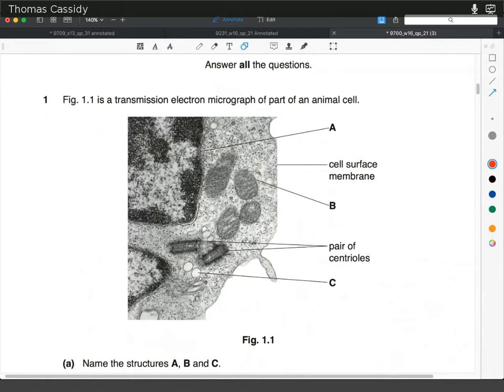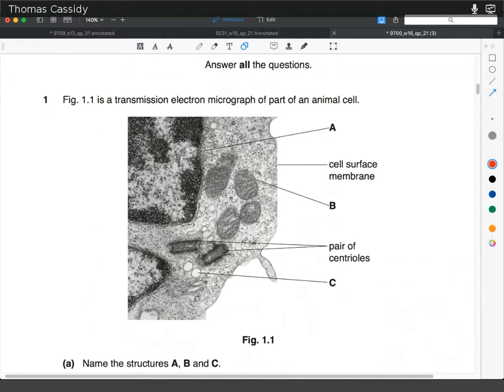Cool. As always, we start off with a diagram. It seems like every paper starts off with a diagram of some sort, or label something on this diagram. So rather than a little drawn diagram, little cartoon drawings, they've actually given us an actual photo here. Not in colour, obviously, because they can't afford to print everyone in colour, but not that special.